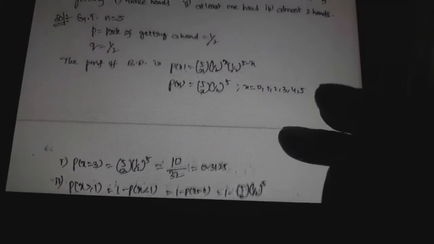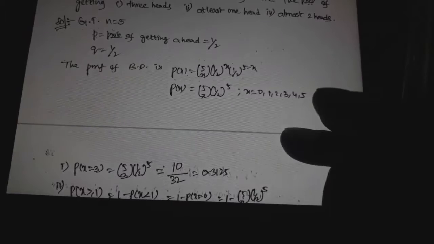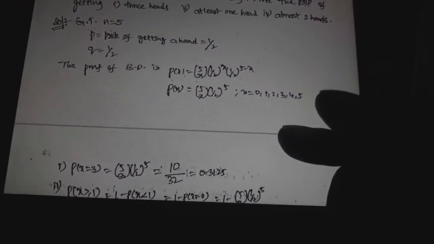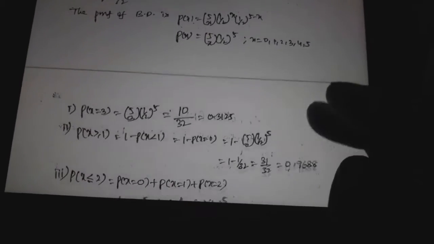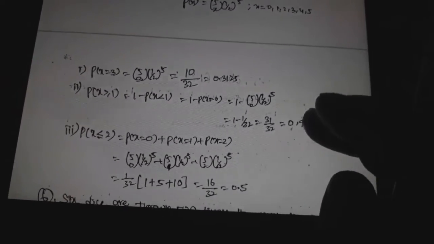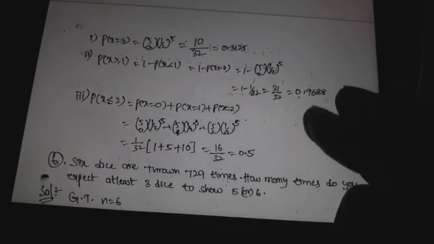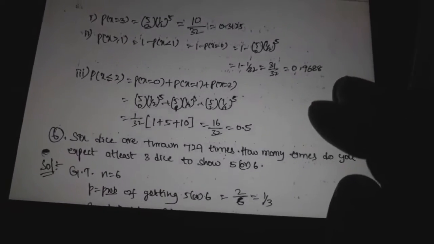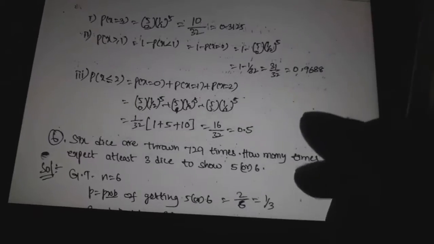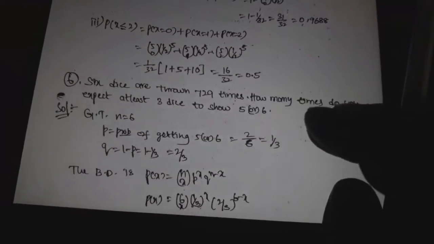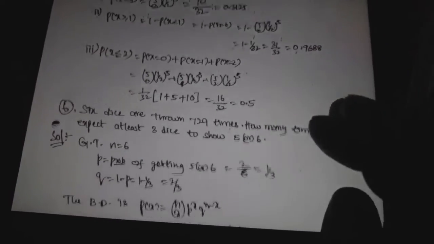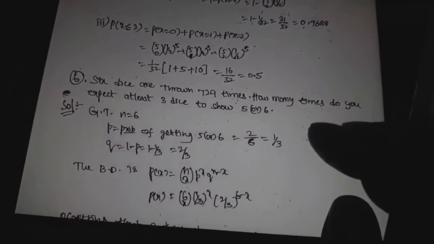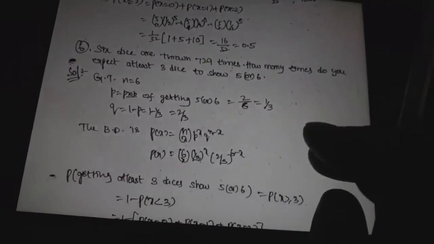So consider P(X = x) = 5Cx p^x q^(n−x), which is 5Cx (1/2)^x (1/2)^(5−x), where x is 0, 1, 2 and so on up to 5. Then P(X = 3) means x = 3, substitute. P(X ≥ 1) means 1 minus P(X < 1), which is 1 minus P(X = 0); substitute and simplify. P(X ≤ 2) is P(X = 0) plus P(X = 1) plus P(X = 2). Consider and simplify.